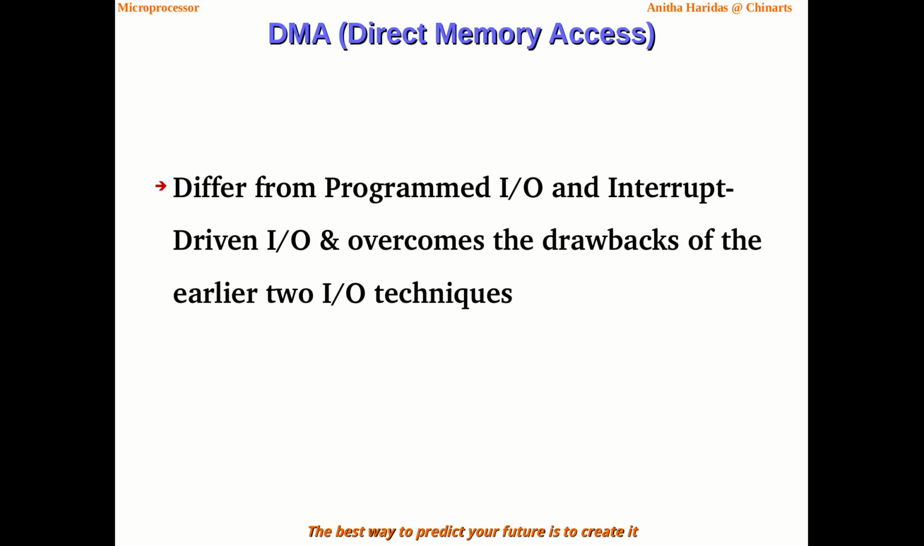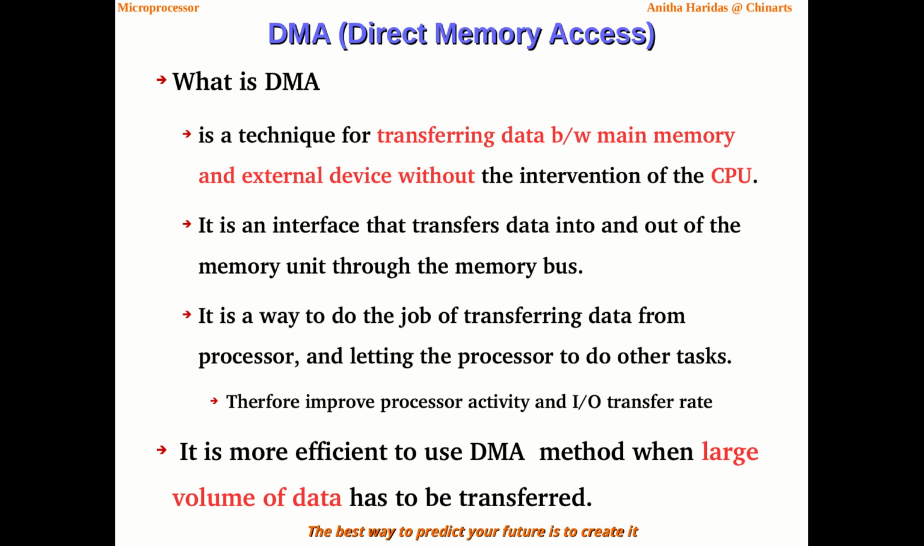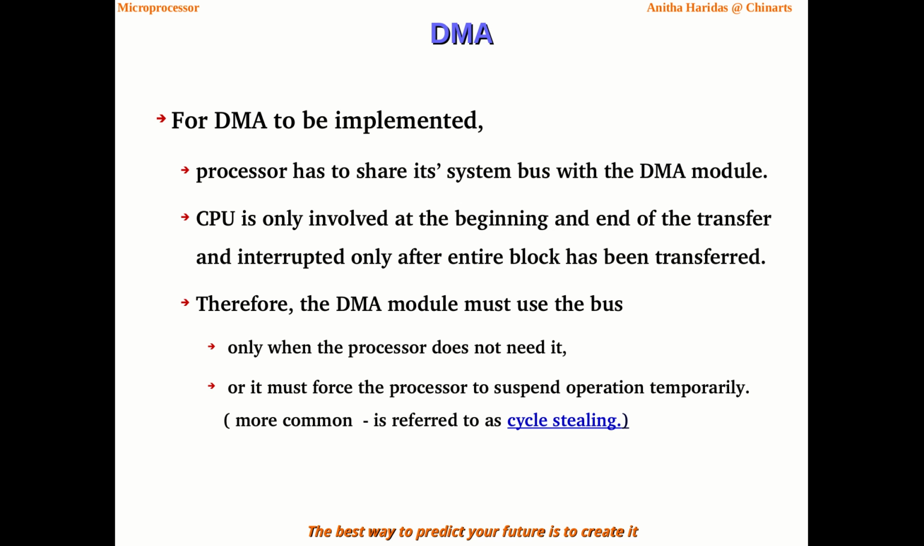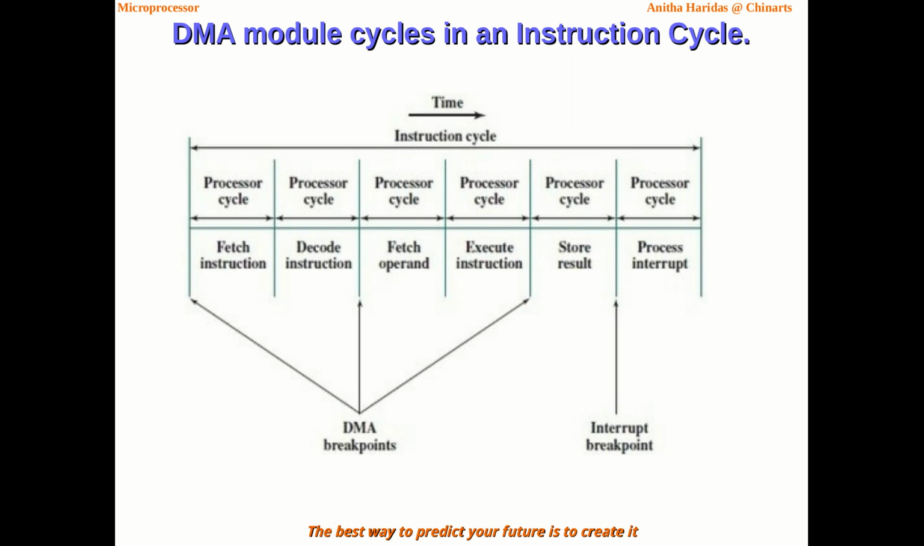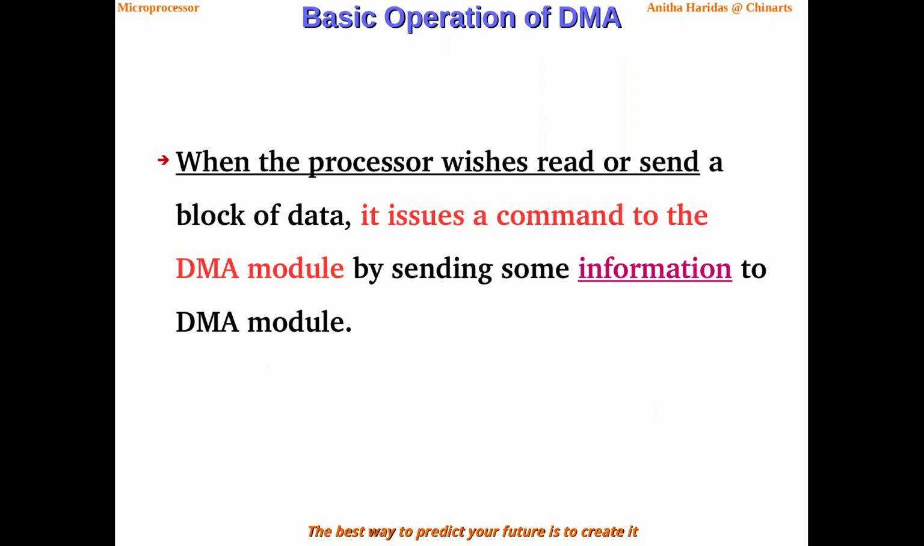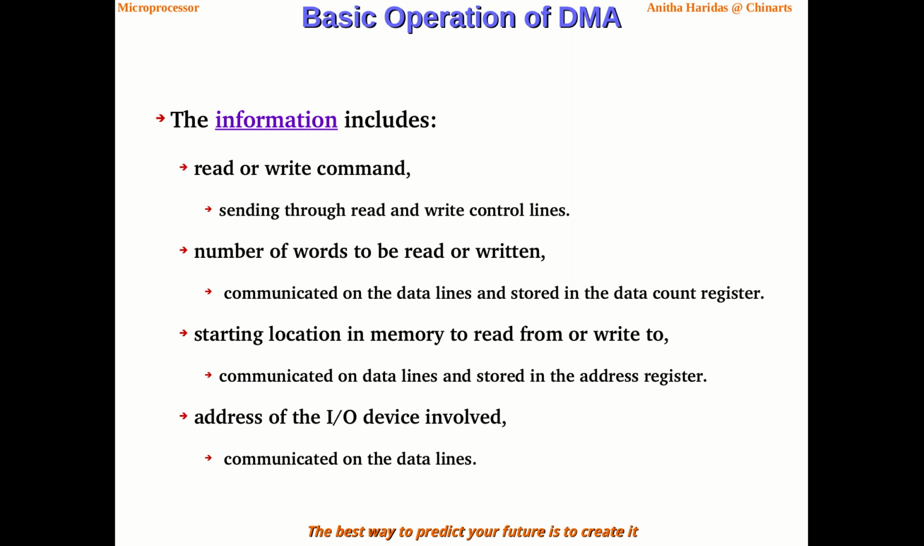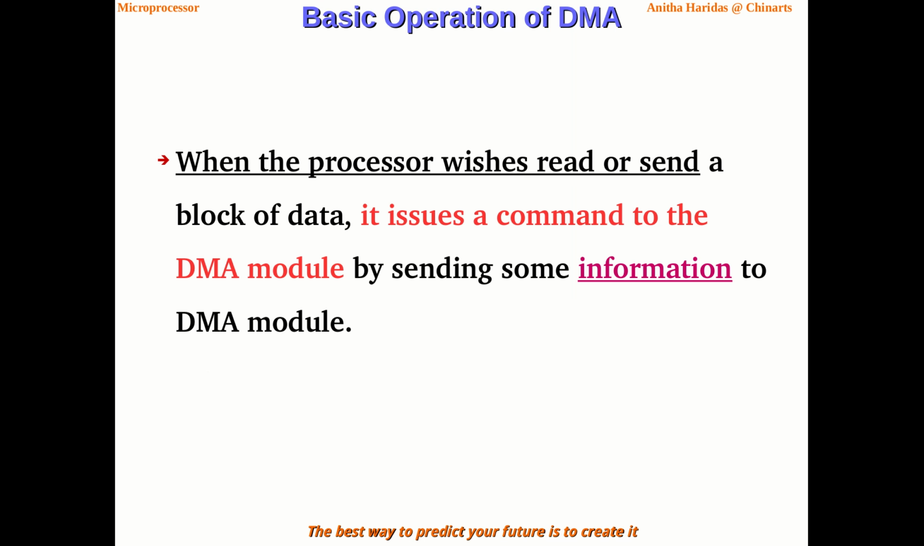All these points we have already discussed: how DMA differs from programmed input output and interrupt driven input output, what we mean by DMA, and what you have to do if you want to implement DMA. Then we have also seen the role of the DMA controller. We have seen in an instruction cycle where the DMA request can be acknowledged by the CPU, and what information will be sent by the CPU to the DMA module.